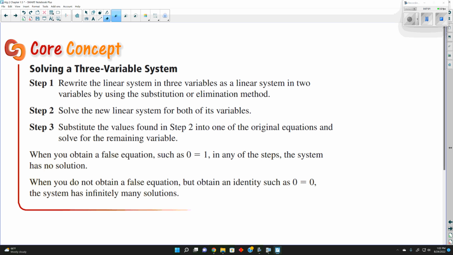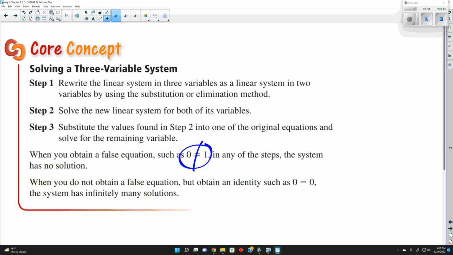Now, when you obtain a false equation, 0 equals 1. Is 0 ever equal to 1? No, not in our base 10 number system. We have to start getting into other number systems for that to work. But even then, that's not a true statement. If we get a false statement in any of the steps, the system has no solution.